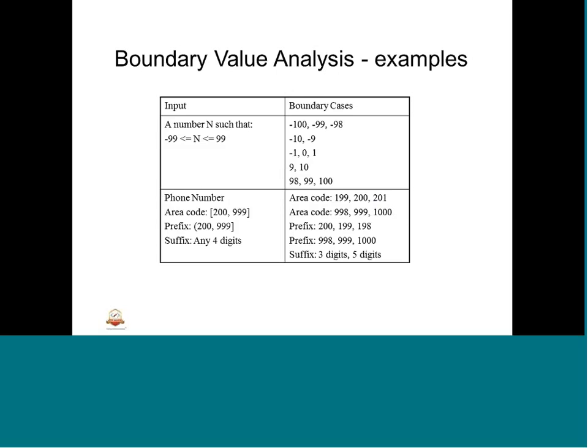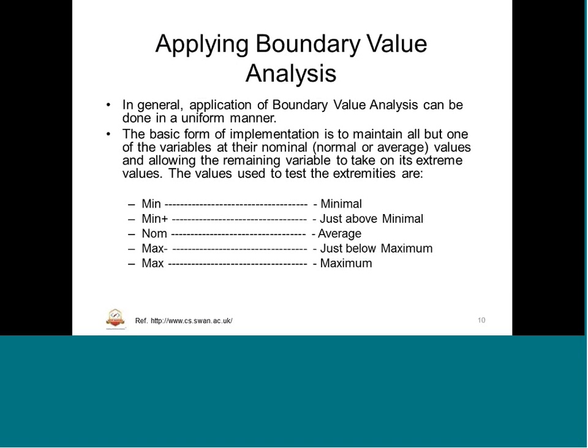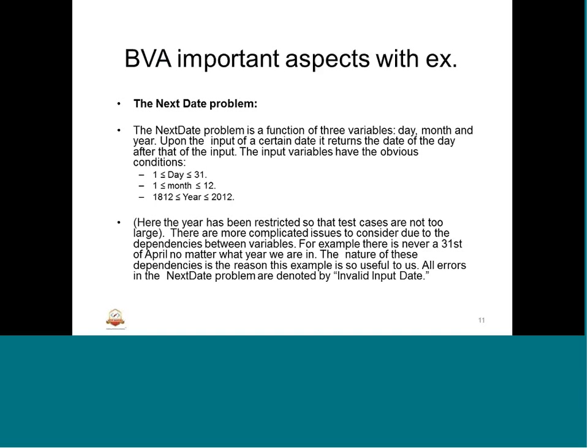The same thing is explained in the next slides in terms of minimum, just above minimum, nominal or average or normal, which is called the middle one. It can also be called the intermediate one, and we have a maximum and just above the maximum. So these are all covered in terms of equivalence classes.